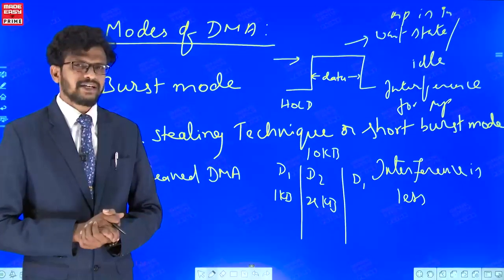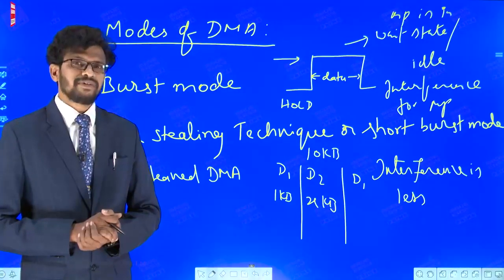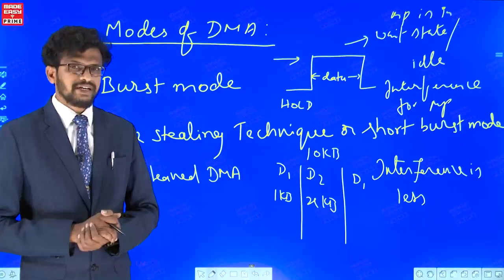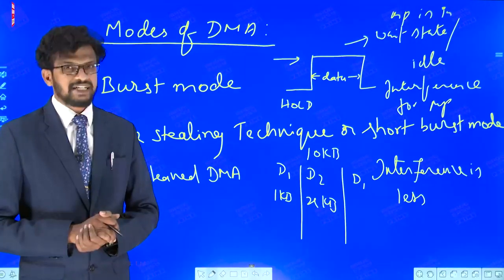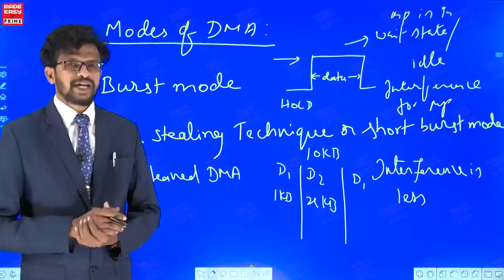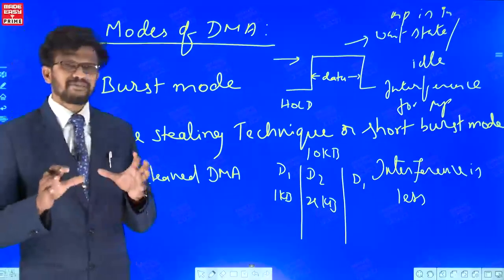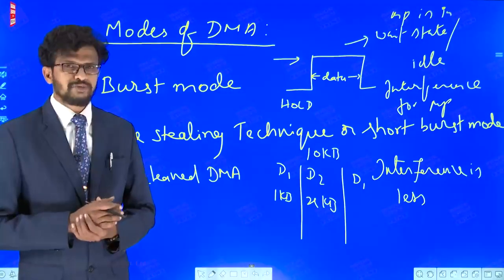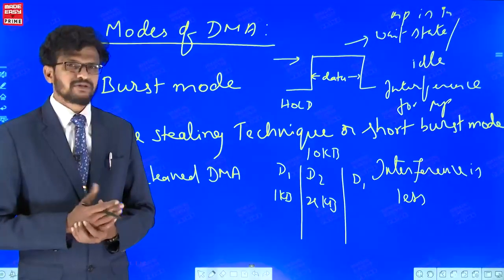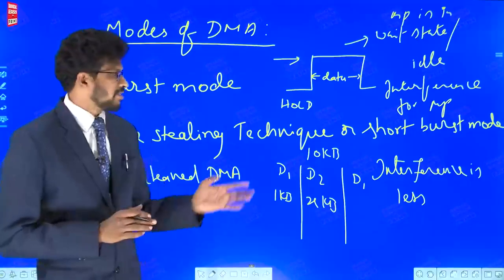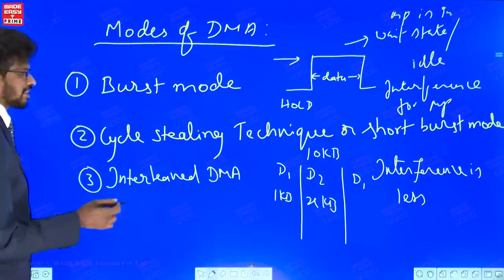So you should understand that depending on the number of devices available, the internal circuitry of the computer will decide how to provide the time period for the buses. Fine. So that is automatically done. There are some settings, means control words are exchanged between the processor and devices. Those are called as some handshake signals. That's about the short burst mode or cycle stealing technique.